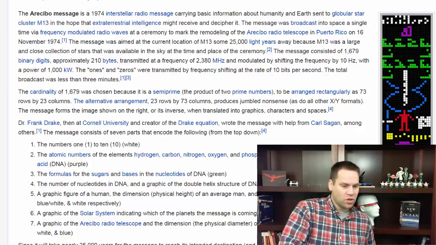And then a graphic of the solar system in yellow. So this is meant to show the sun, Mercury, Venus, Earth, Mars, Jupiter, Saturn, Uranus, Neptune, Pluto. And then a graphic of the Arecibo radio telescope.